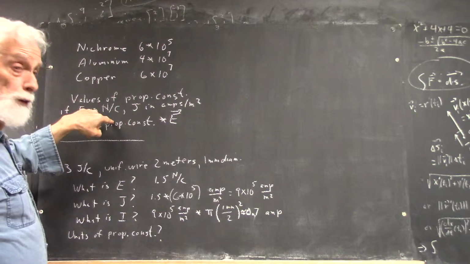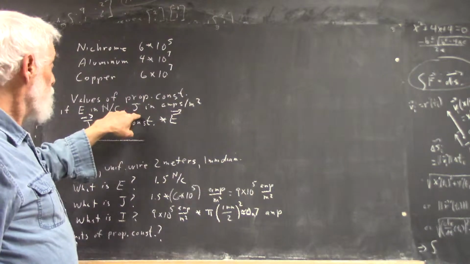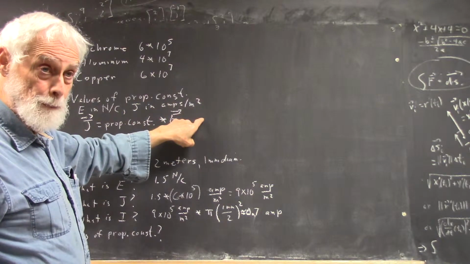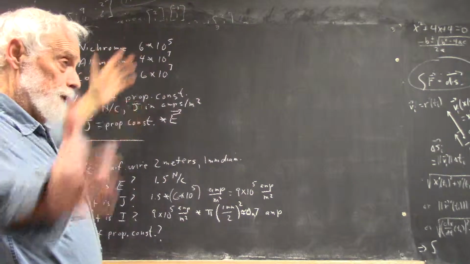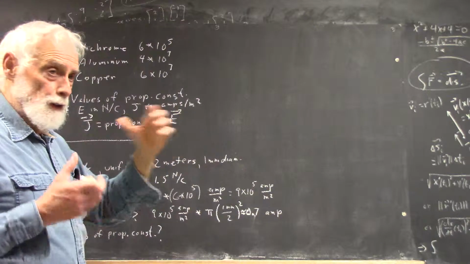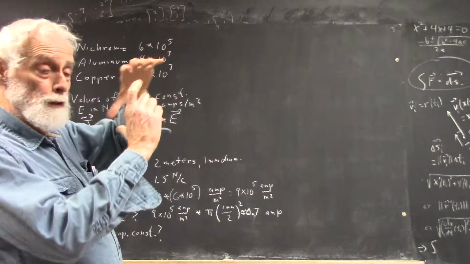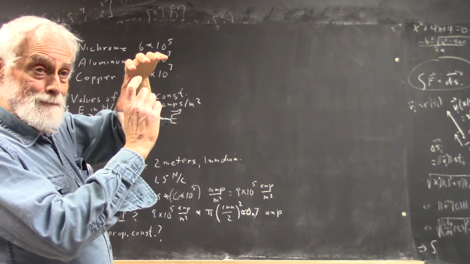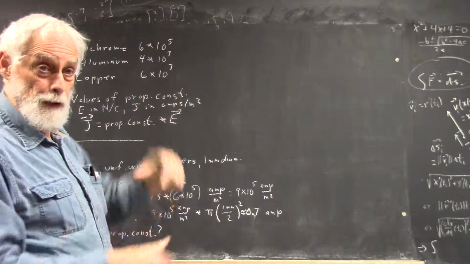Okay, so here are the three proportionality constants, and the units of the constants are such that if the electric field's in newtons per coulomb, the current density is in amps per square meter. So you're inside this conductor, you want to know how much current's flowing through some area. You just multiply that area by the current density and you get the current.